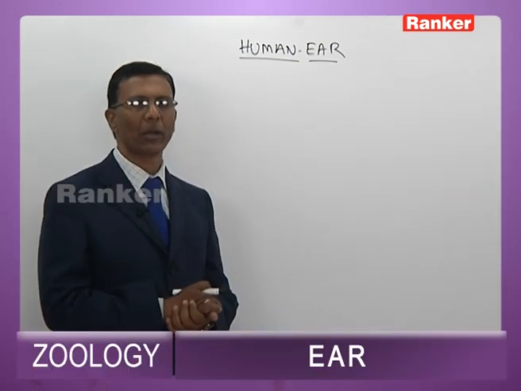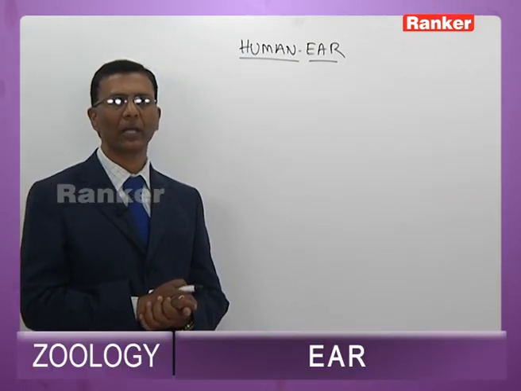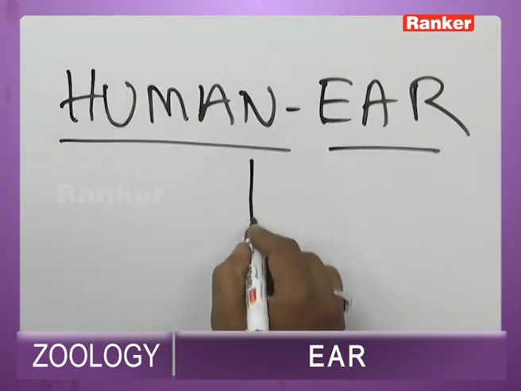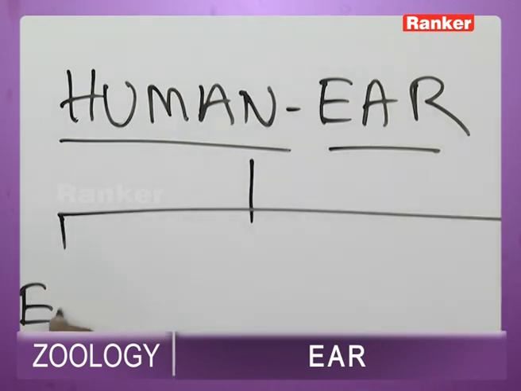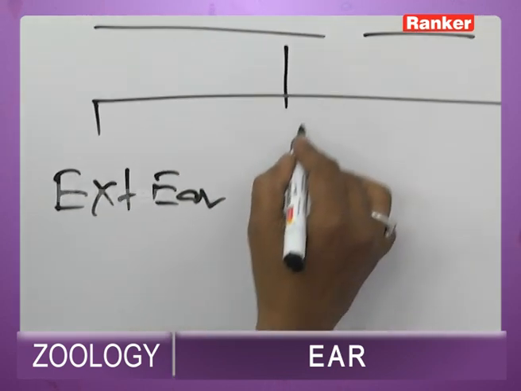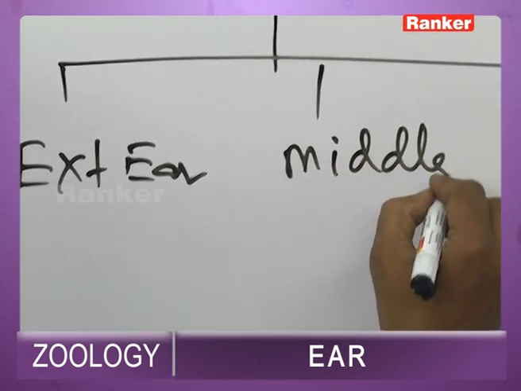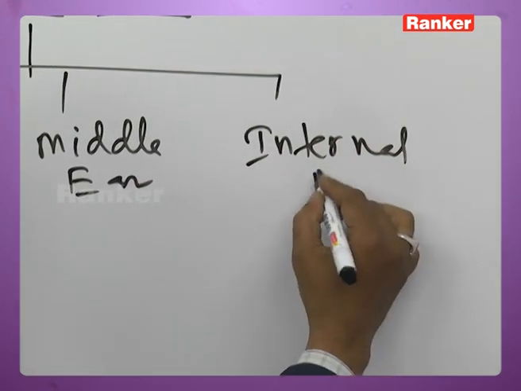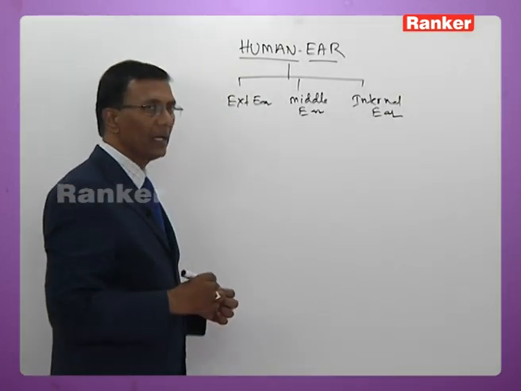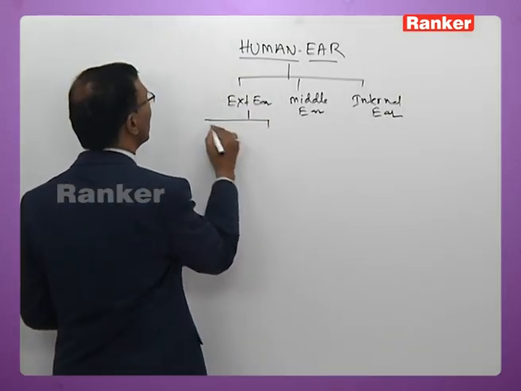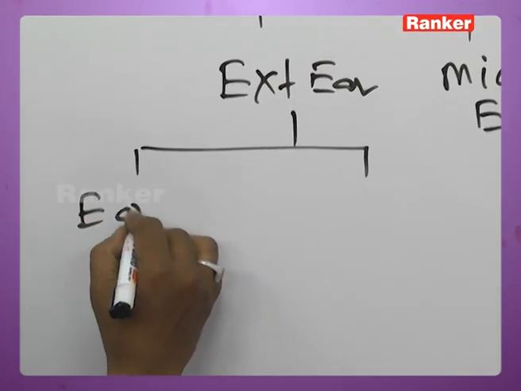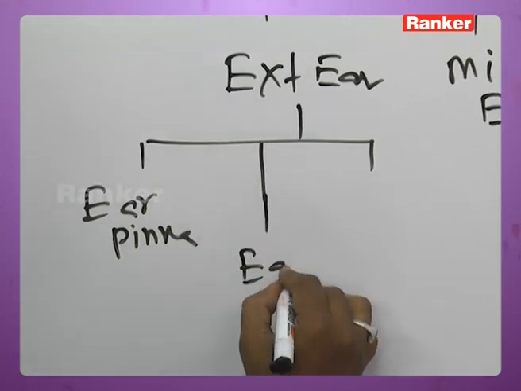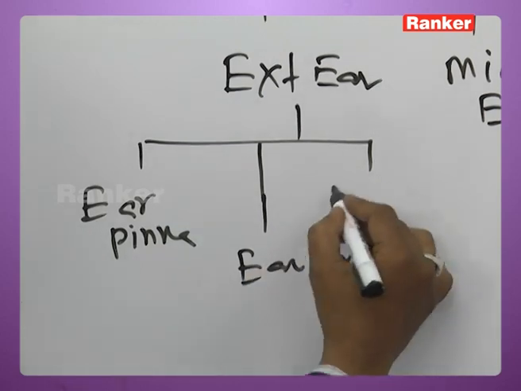Human ear. Now we shall talk about the structure and working of the human ear. The human ear is basically divided into three parts. They are the external ear, middle ear and internal ear. The external ear consists of the ear pinna, ear canal and eardrum.